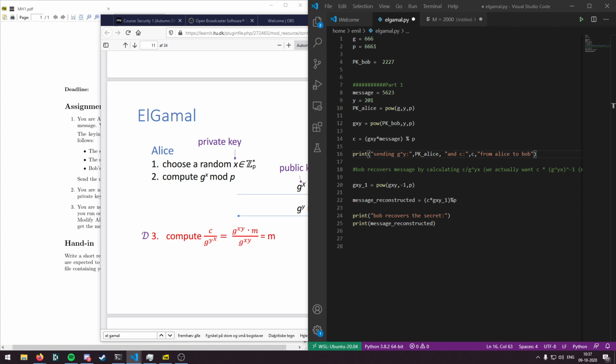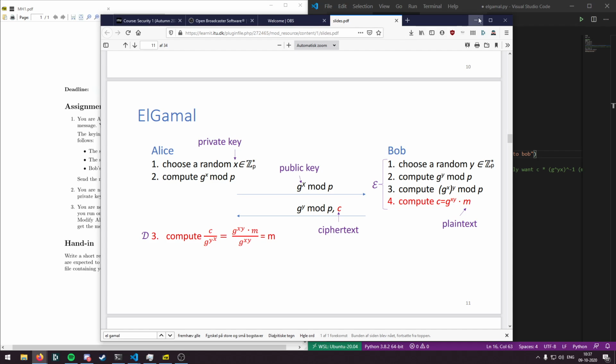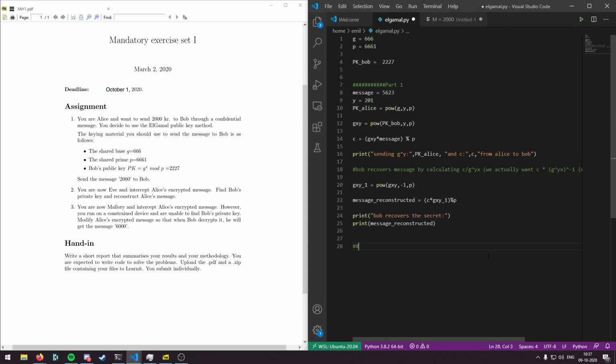Let me just get this up here. And Bob has recovered the secret. Now, I think most of you got this next part, right? Let's copy this right here. You now even intercept Alice's encrypted message. Find Bob's private key and reconstruct Alice's message. So now let's just brute force this.